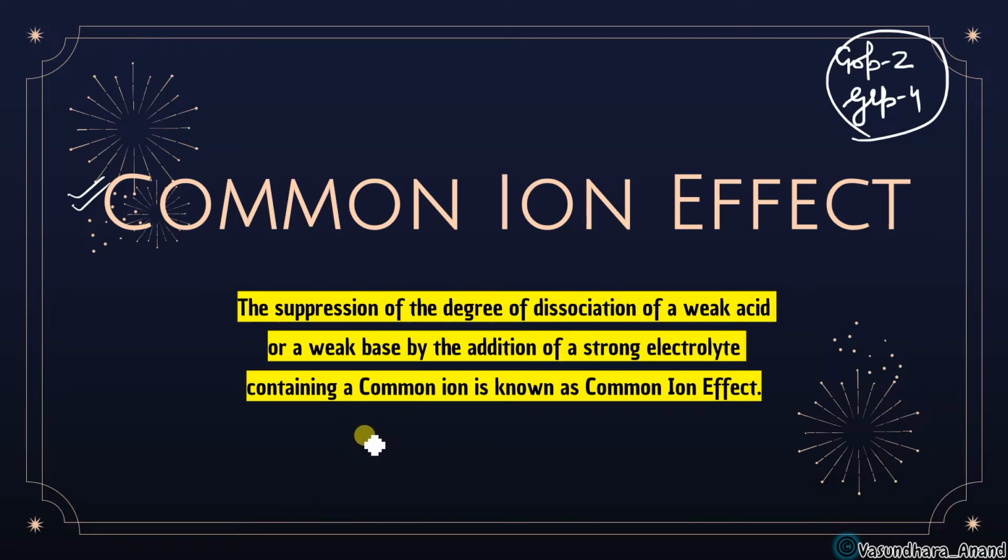Take this CH3COOH. Okay, so this is a weak electrolyte, and if it undergoes dissociation, it will give you CH3COO minus plus H plus.